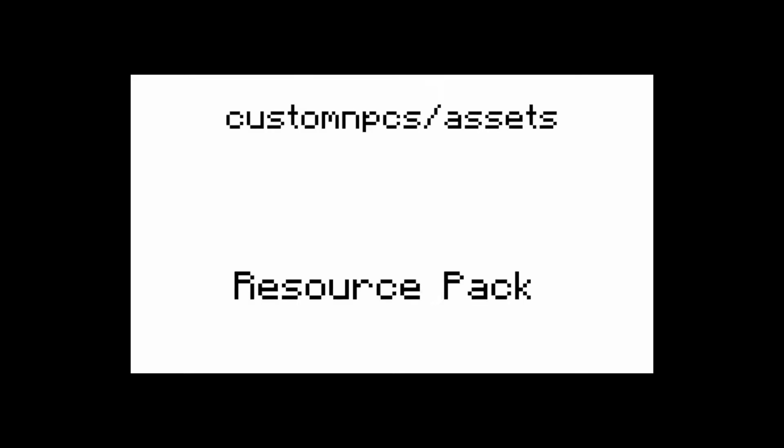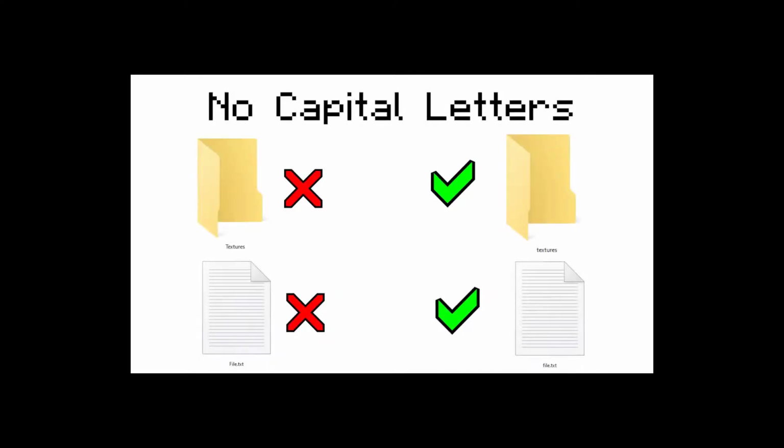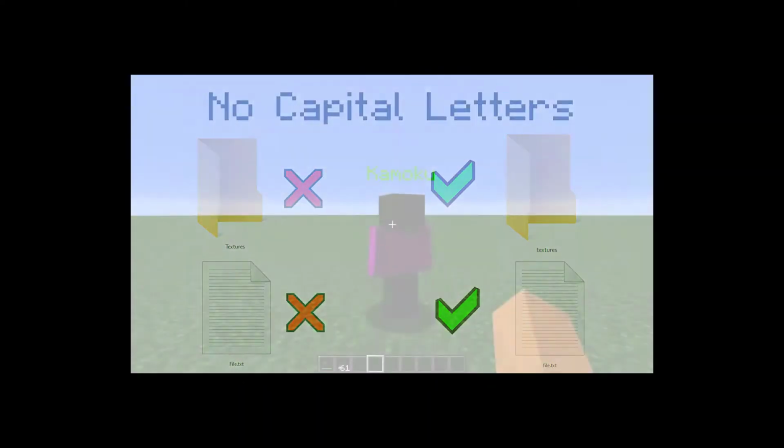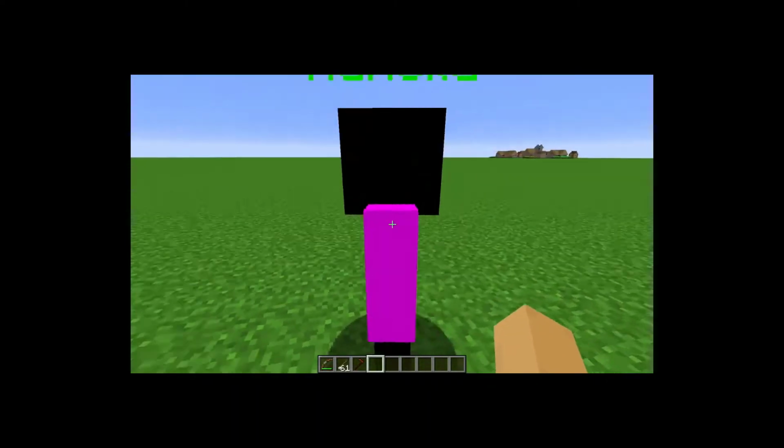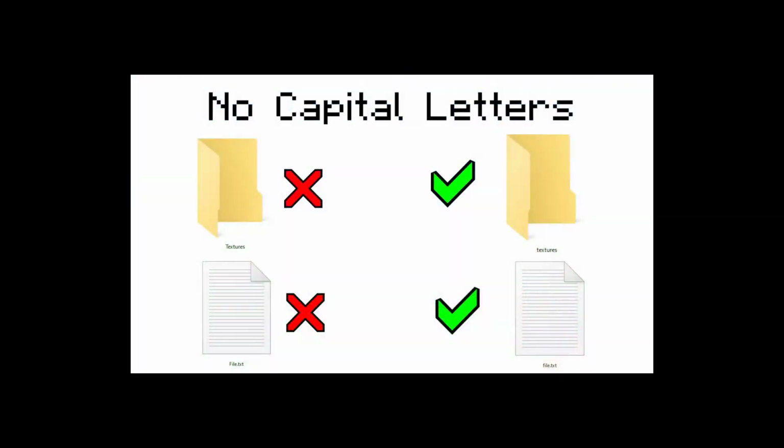The two proper methods are to add it into the custom NPCs/assets folder or to add it into a resource pack. For either of the two proper methods, none of your file names nor folders can have any capital letters. This is what causes the purple and black texture error so many people have. For whatever reason, Minecraft does not like files or folders with capital letters.